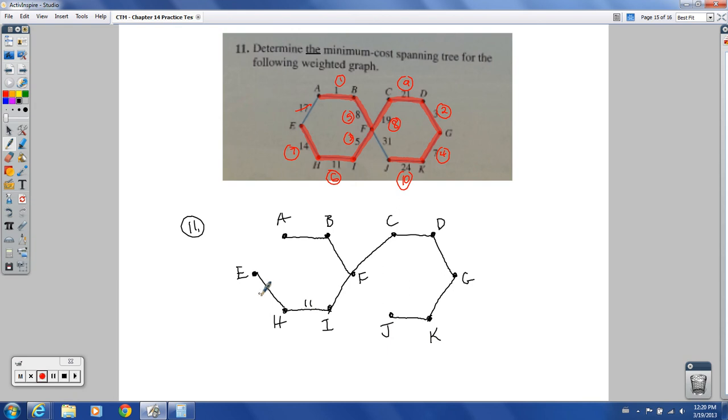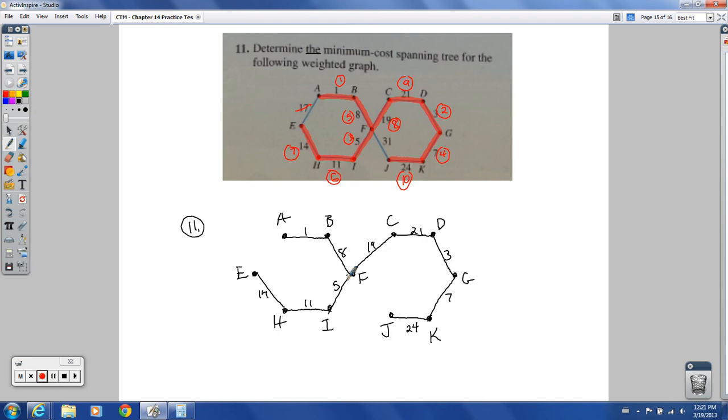And this is 11, 14, 1, 8, 5. This is 19, 21, 3, 7, and 24. And there are not other possible answers. This is the answer for this one.